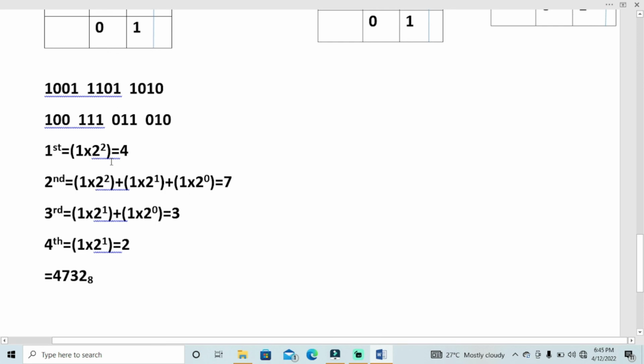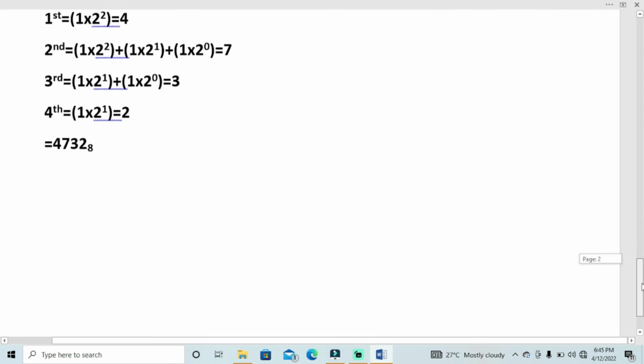Then for the third section we'll have 0 1 and then 2, which means we'll just have 1 times 2 to the power 1, and then plus 1 times 2 to the power 0, which will just be 2 plus 1 is equal to 3. And then for the fourth section we have 0 1, which means we just have 1 times 2 to the power 1, which will be 2. Now you want to just arrange the numbers in the section order. So you will have 4 7 3 2 to base 8, which means it is in octal.